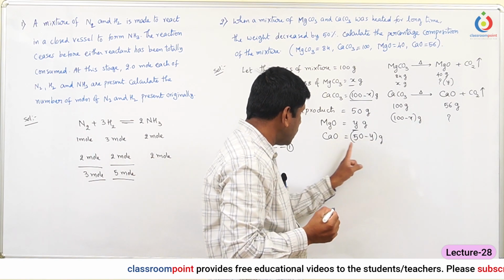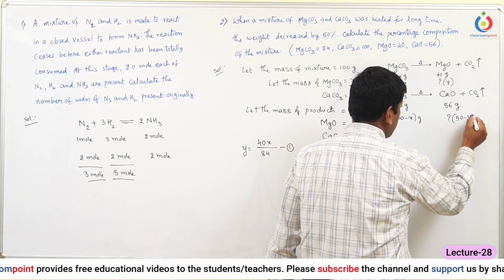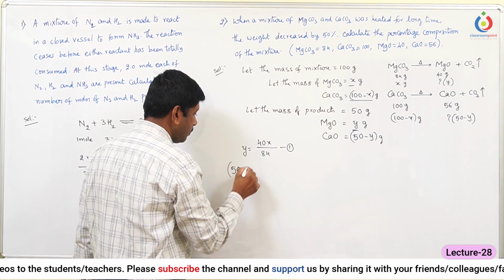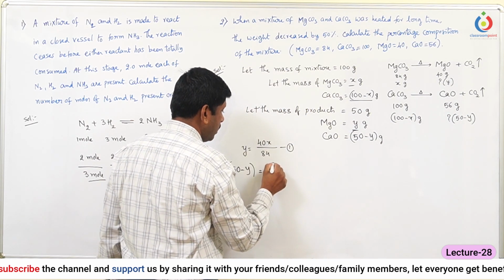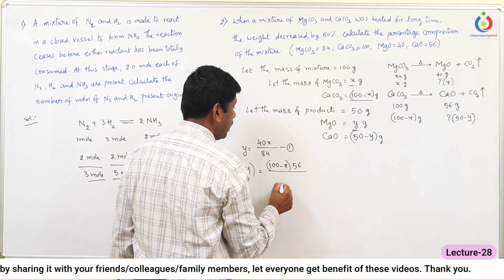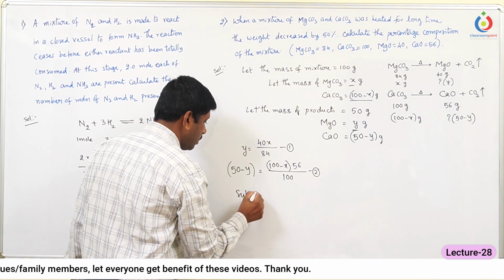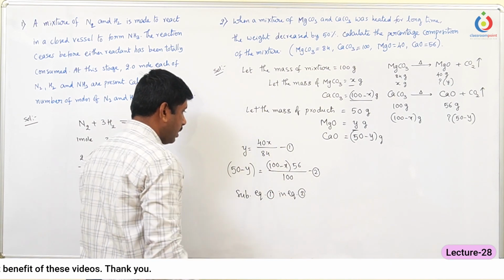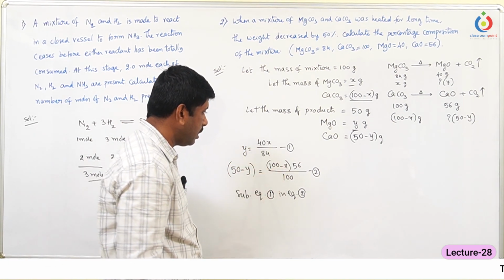This mass is nothing but the calcium oxide, 50 minus y grams. So here I can write that this one is 50 minus y grams. So again, 50 minus y grams is equal to, doing the cross multiplication, 100 minus x into 56 divided by 100. This is equation number 2. So substitute equation 1 in equation 2. Why? Because here we got the y value. So by substituting the y value here, we can get the x value.